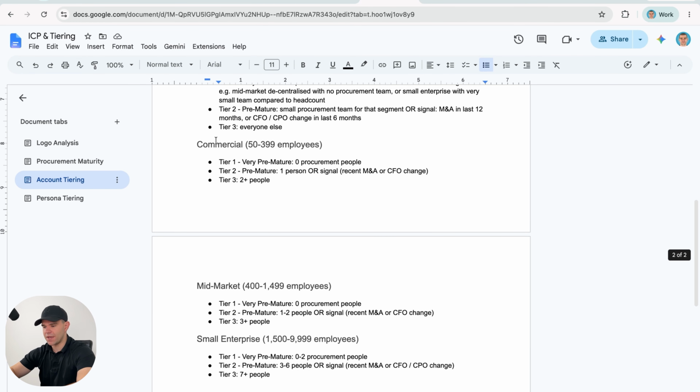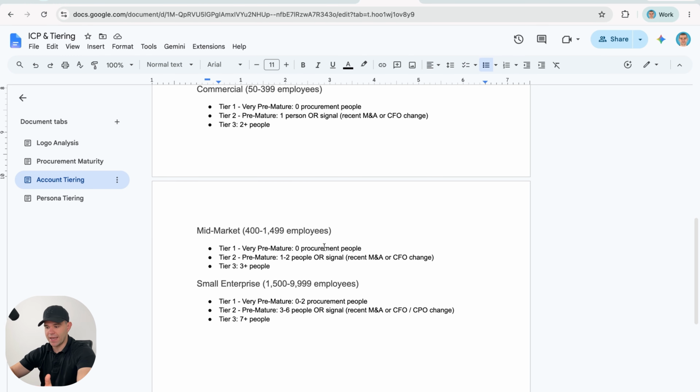So we've then applied that to commercial, mid-market, small enterprise. So commercial, tier 1 is 0 procurement team. Tier 2 is 1 person or a signal. Tier 3 is 2+. Mid-market, again, 0 procurement people. Tier 2, 1 to 2 people or signal. Tier 3, 3+, etc. You get the point.